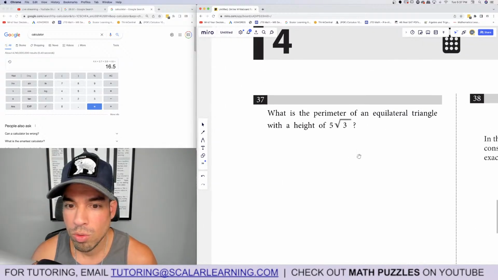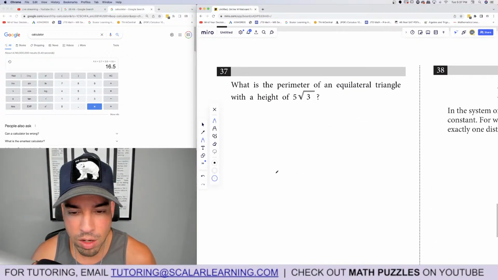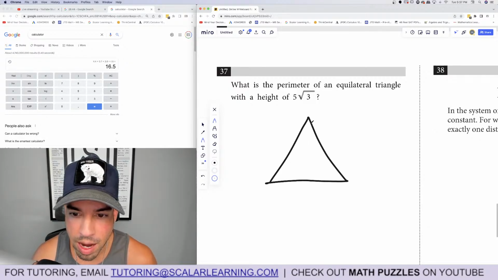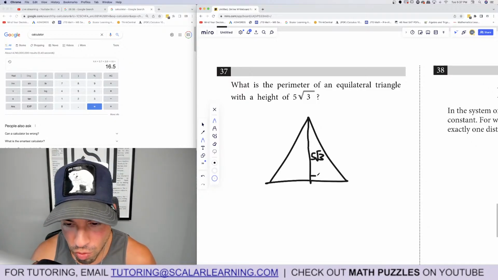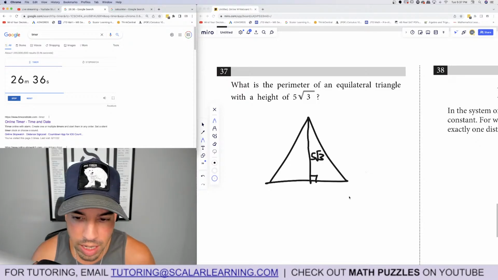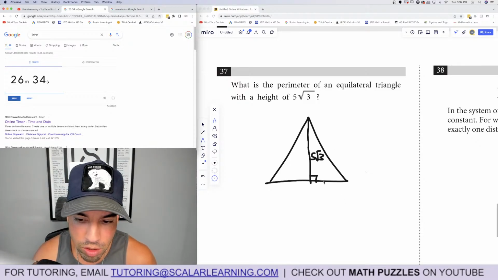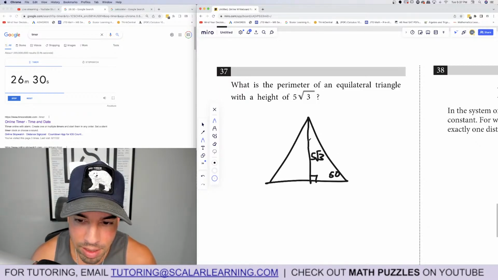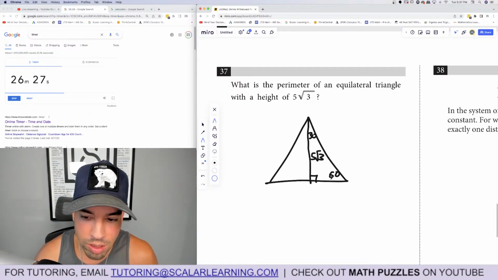Okay, 2 questions left. What is the perimeter of an equilateral triangle, that's all equal, with a height of 5 rad 3? All right. Guess what? This is a special right triangle, because when you drop a height or an altitude for an equilateral triangle where all these sides are equal, you create this thing. Remember, these degrees are all 60, and this is split exactly in half into 30. It's a 30, 60, 90.